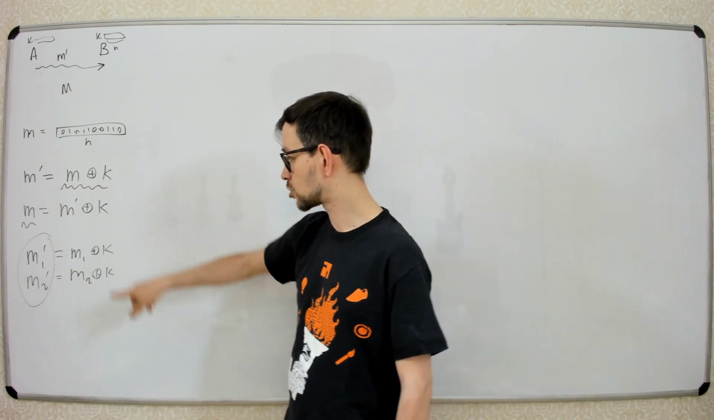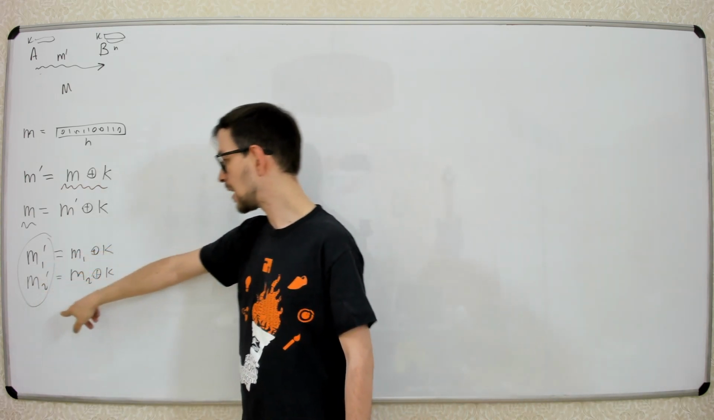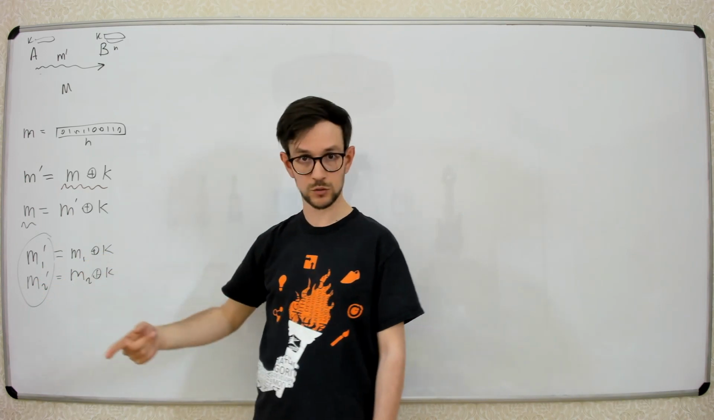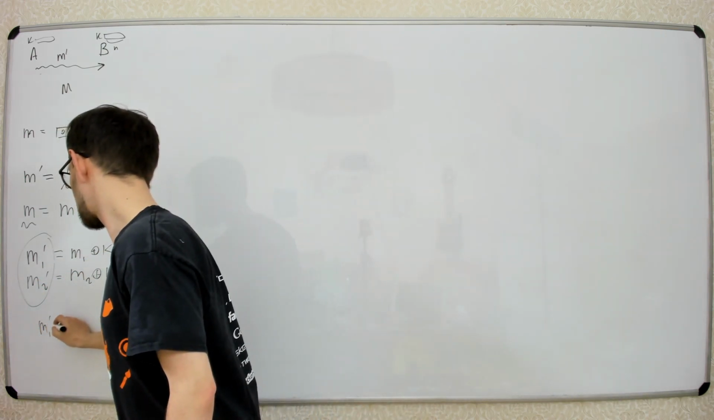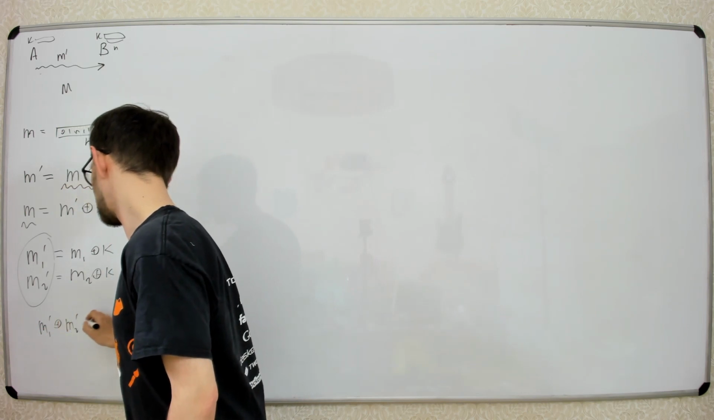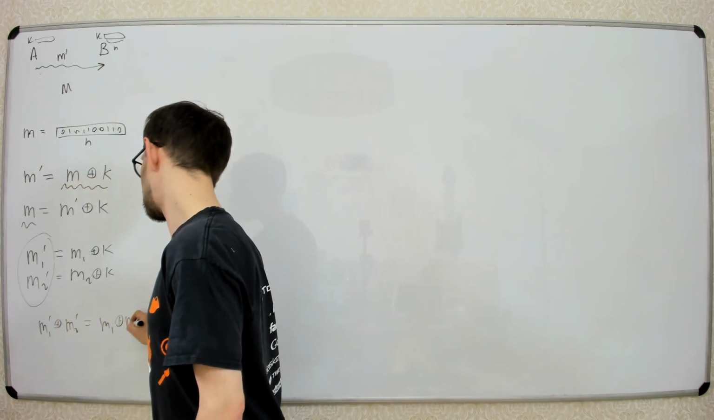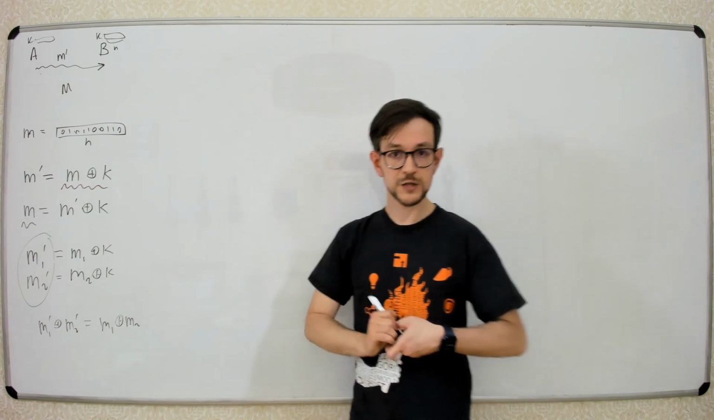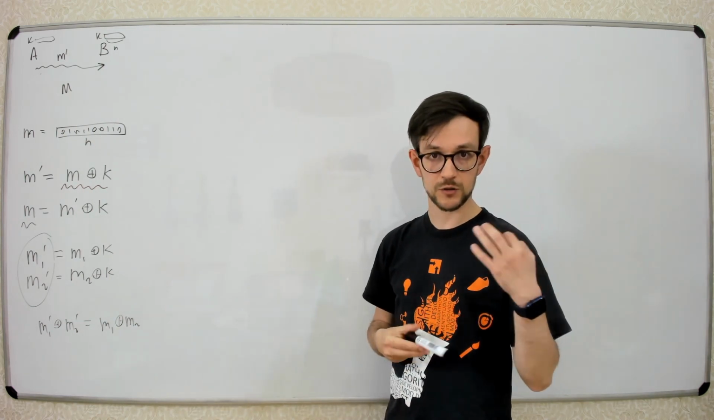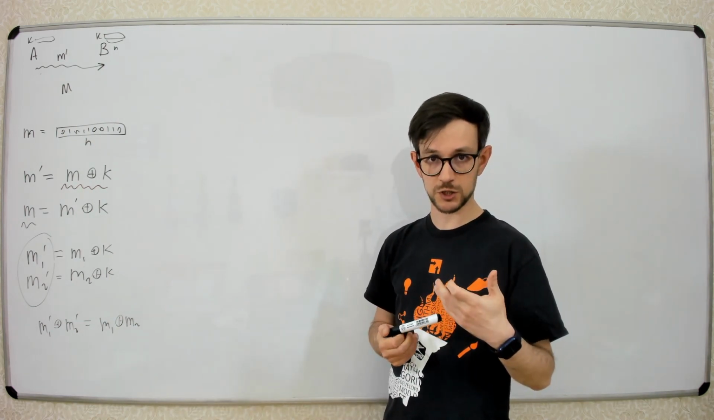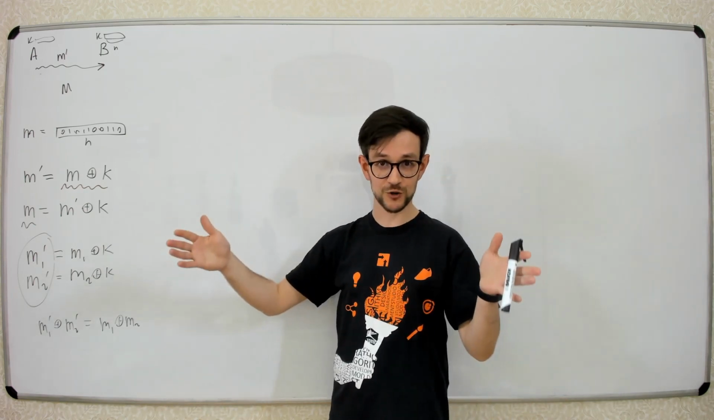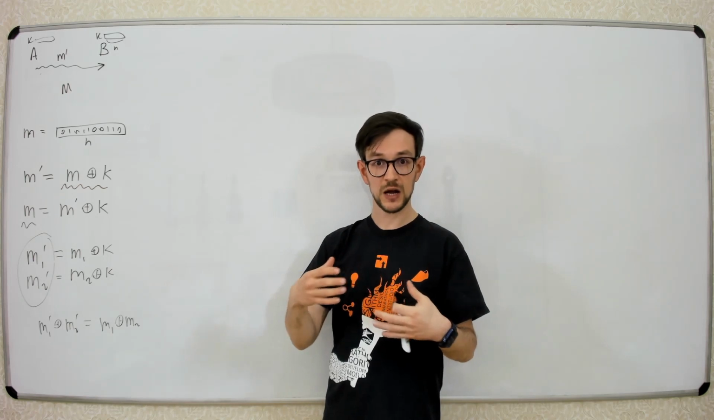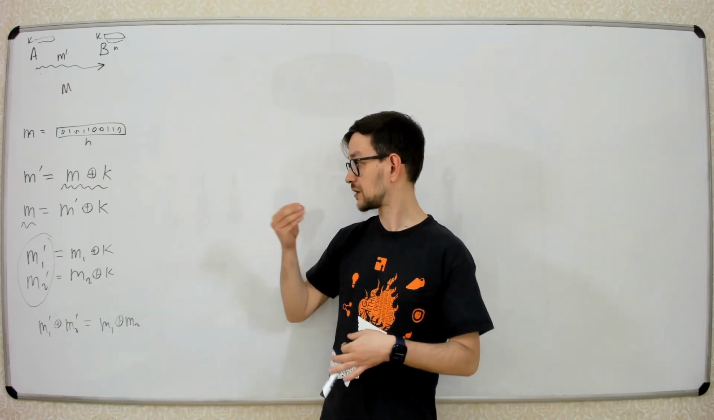For example, he can XOR M1 prime and M2 prime and get the XOR of M1 and M2. That's some information about your messages. That's not your messages, but it's something. That's bad. If you get much information about your messages, you can actually find the contents of your messages.